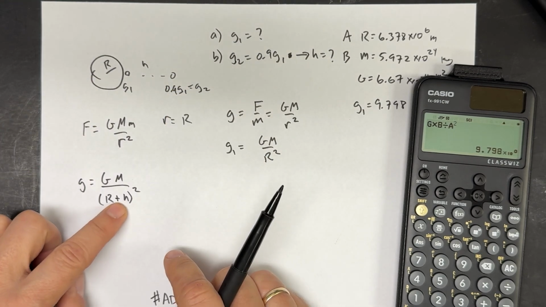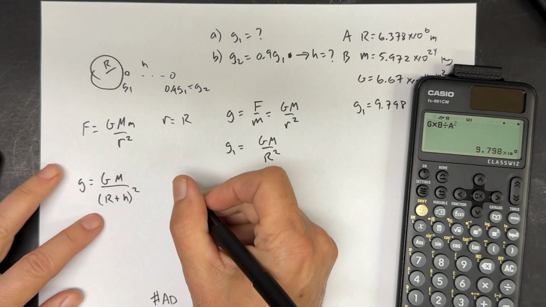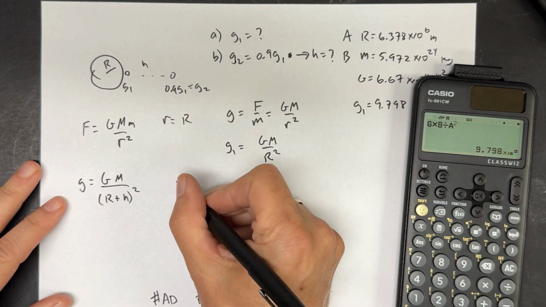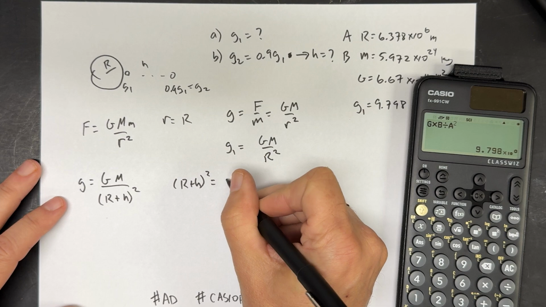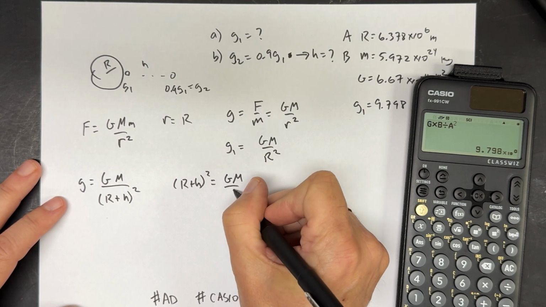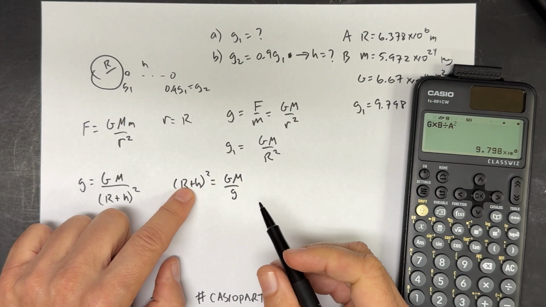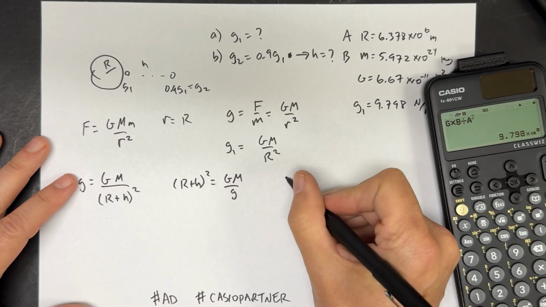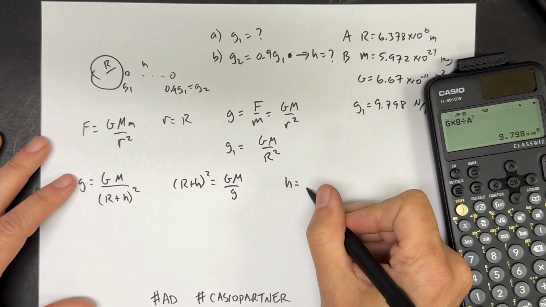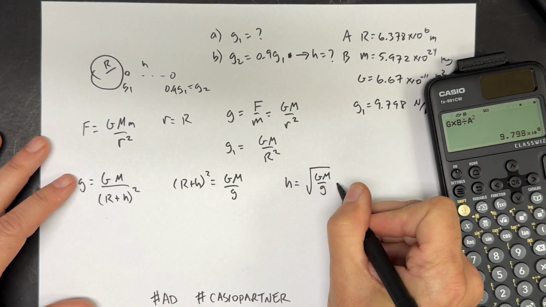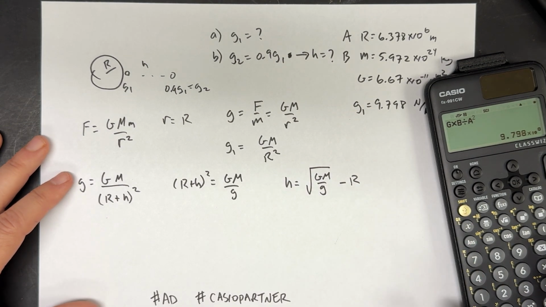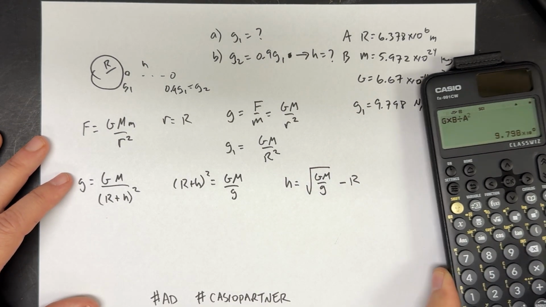Now I just need to solve for h. So I'm going to multiply both sides by this and divide by g. I get R plus h squared is going to be equal to G M over g. And then I can take the square root of both sides and solve for h. So h is going to be the square root of G M over g, minus R. So let's put that in our calculator.